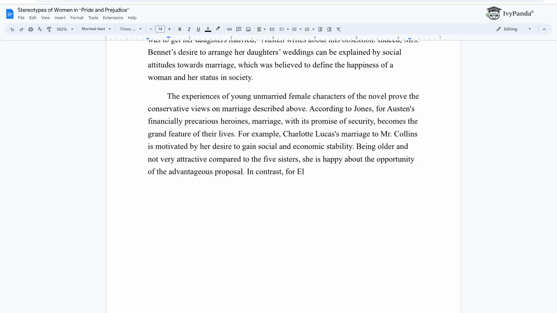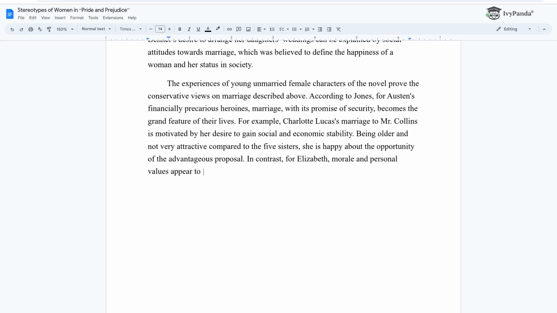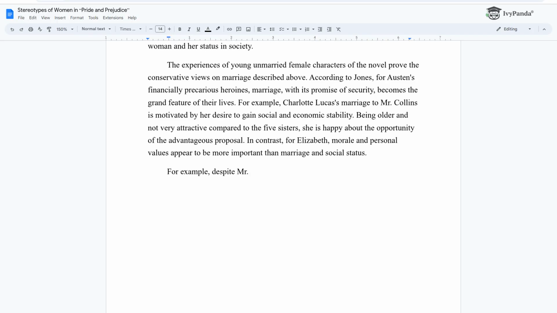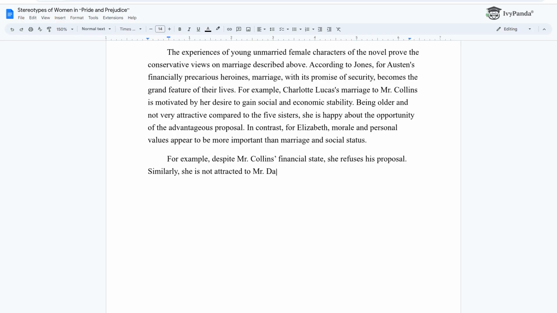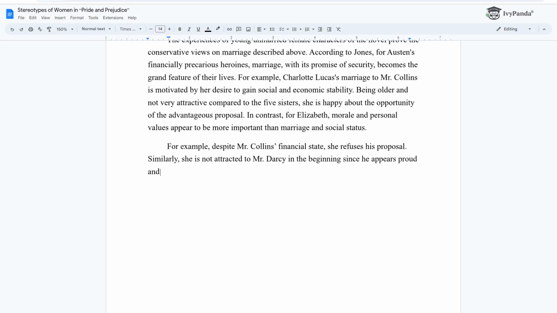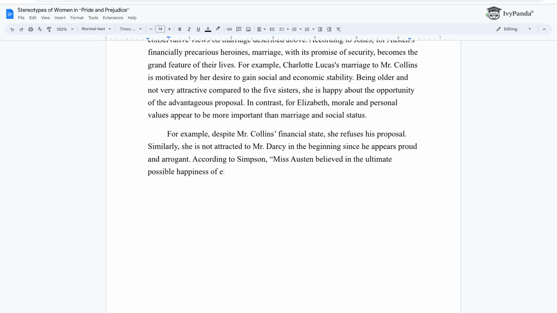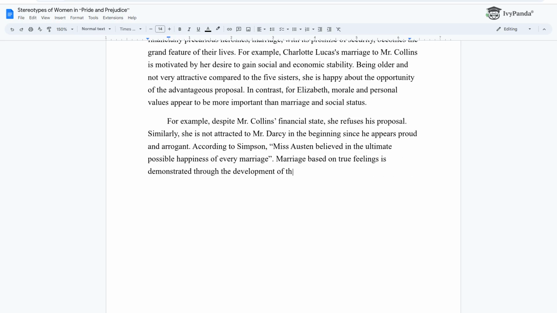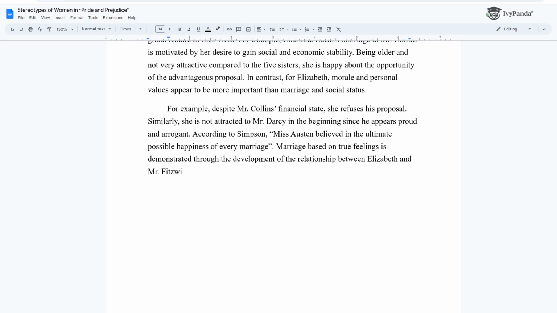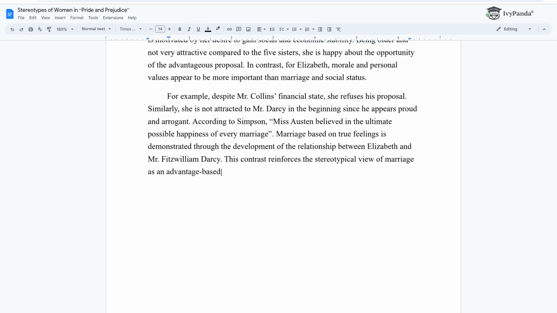proposal. In contrast, for Elizabeth, morale and personal values appear to be more important than marriage and social status. For example, despite Mr. Collins' financial state, she refuses his proposal. Similarly, she is not attracted to Mr. Darcy in the beginning since he appears proud and arrogant. According to Simpson, Miss Austen believed in the ultimate possible happiness of every marriage. Marriage based on true feelings is demonstrated through the development of the relationship between Elizabeth and Mr. Fitzwilliam Darcy. This contrast reinforces the stereotypical view of marriage as an advantage-based solution for a woman to improve her financial and social status.